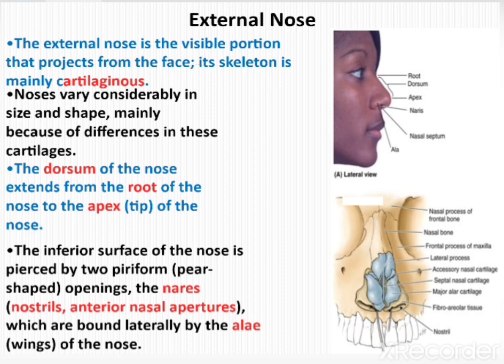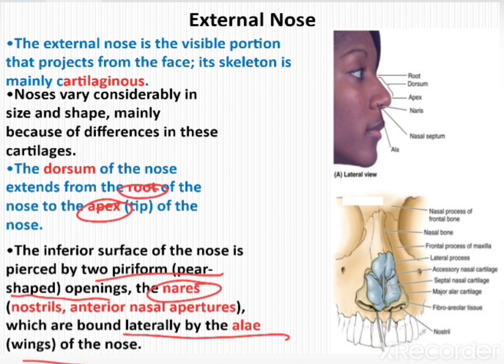The dorsum of the nose extends from the root of the nose to the apex or the tip of the nose. So the dorsum is divided into a root and an apex. The inferior surface of the nose is pierced by two pyriform openings. They are also known as pear-shaped openings or the nares, nostrils or anterior nasal apertures. And these nares are bounded laterally by the ala or wings of the nose.